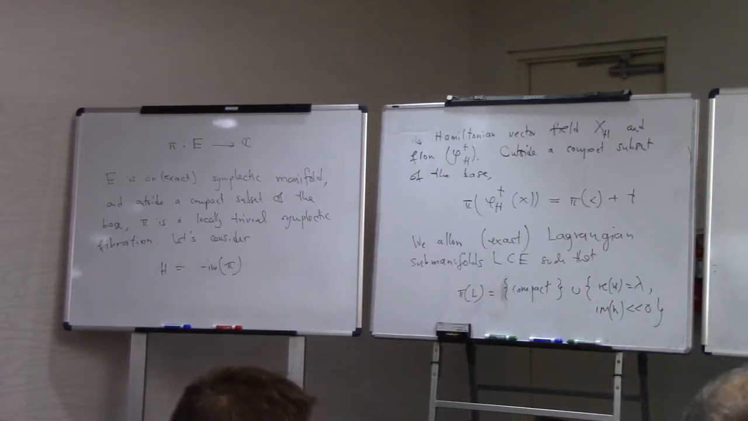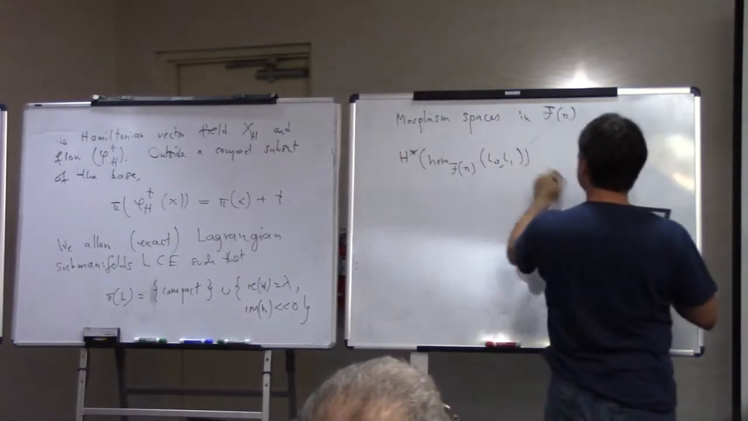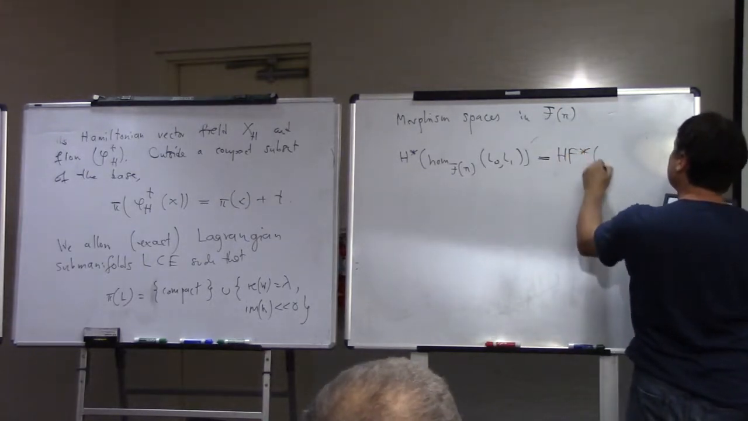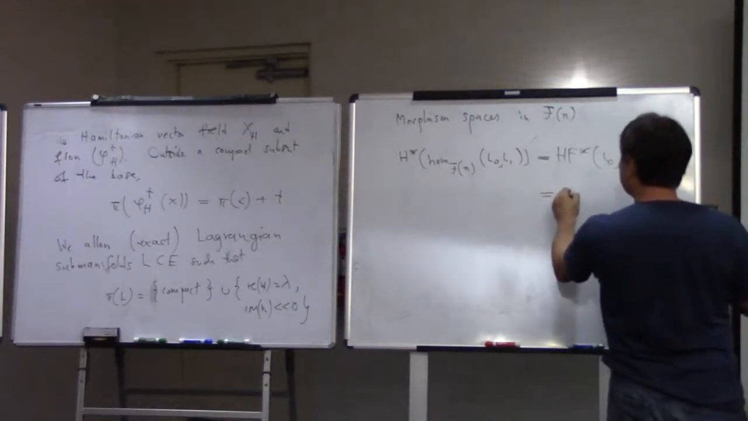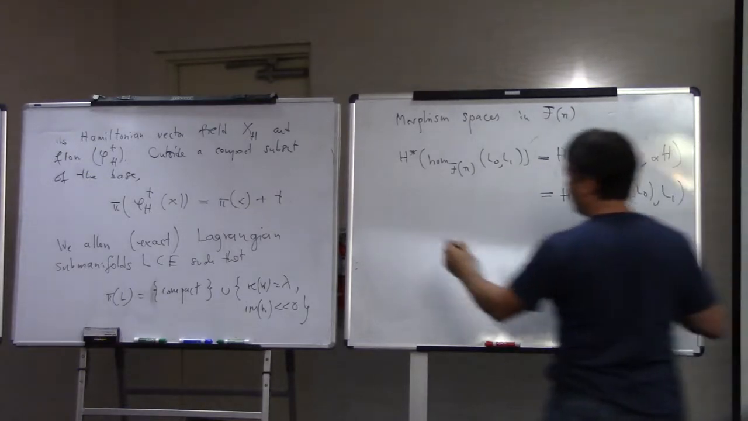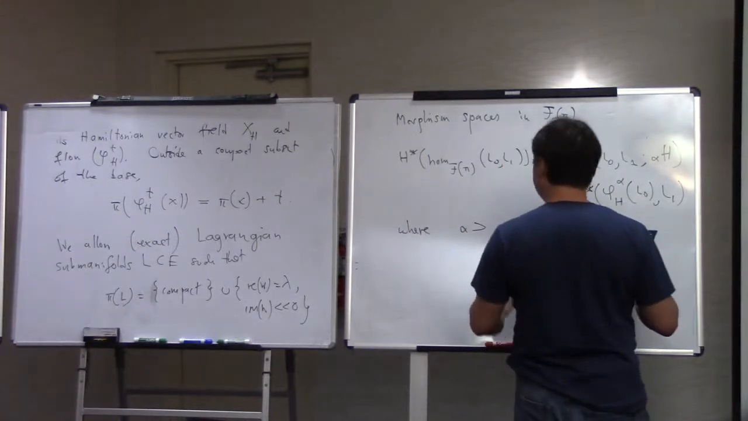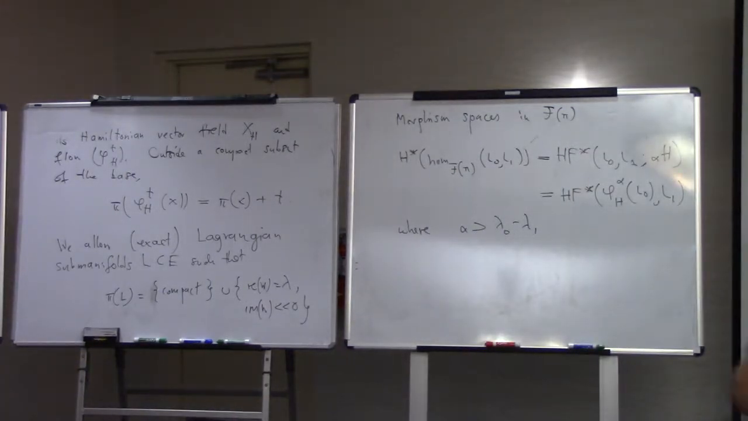So everybody agrees on this, and then we agree on what the morphism spaces should be in this Fukaya category, at least on the cohomology level. The morphism spaces in F of pi: obviously it's a chain complex, but its cohomology is slightly easier. It's the Floer cohomology measuring the intersections, where I perturb by this Hamiltonian, which means it measures the intersection of the first one moved by this Hamiltonian, where alpha is bigger than lambda 0 minus lambda 1. Lambda 0, lambda 1 are the horizontal lines of these things.